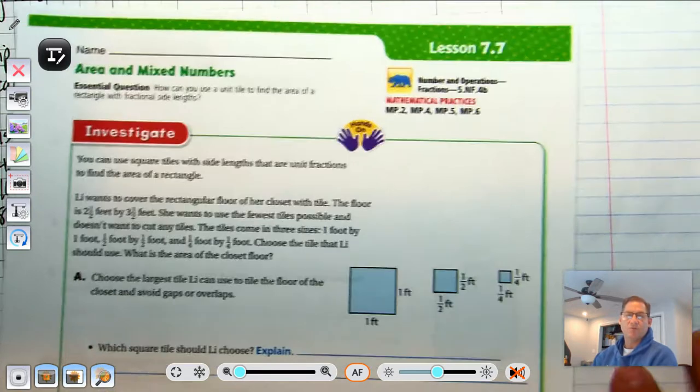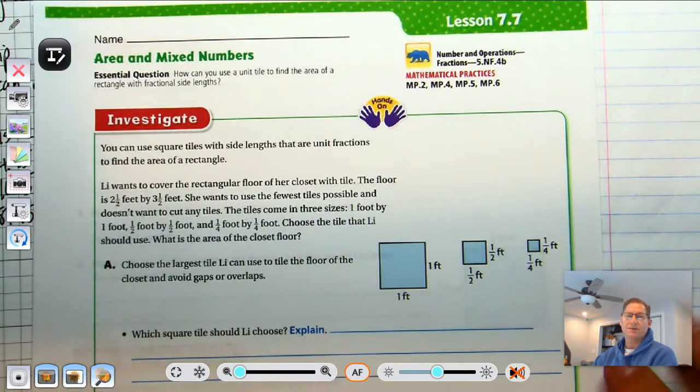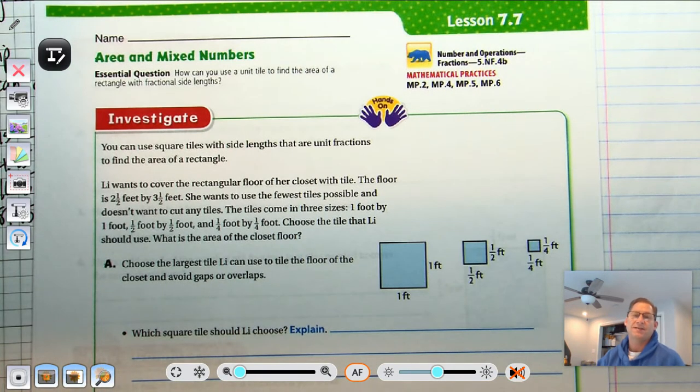Hello, everybody. So today we're going to continue with lesson 7.7, area and mixed numbers. Our essential question is, how can you use a unit tile to find the area of a rectangle with fractional side lengths? We are on page 333 of the 5th grade Go Math textbook. So let's look at the investigate problem. You can use square tiles with side lengths that are unit fractions to find the area of a rectangle.